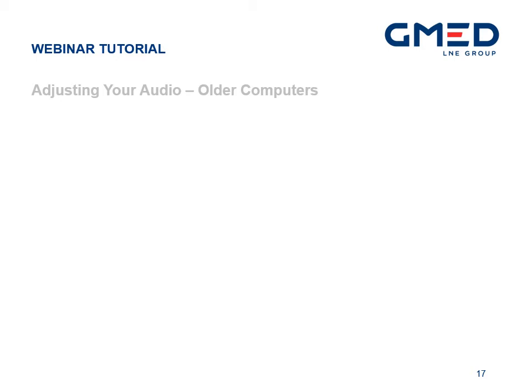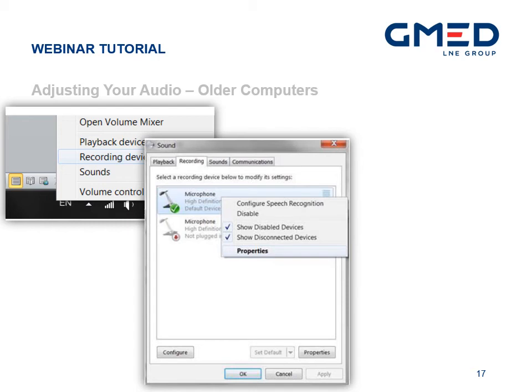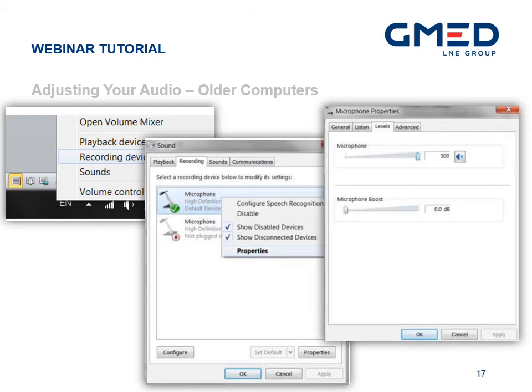Okay, on older computers, to adjust your audio, it's basically the same steps, but I will walk you through these steps as well. First, you're going to want to right-click the volume icon in the bottom right and click Recording Devices. Select your microphone. You can either right-click it and then click Properties, or click it and click the Properties button towards the bottom of the screen. And for best results, on this menu, once again, you're going to go ahead and move your microphone boost down to 0.